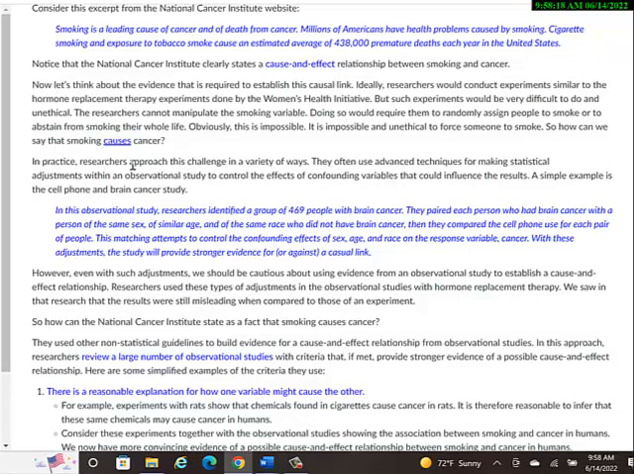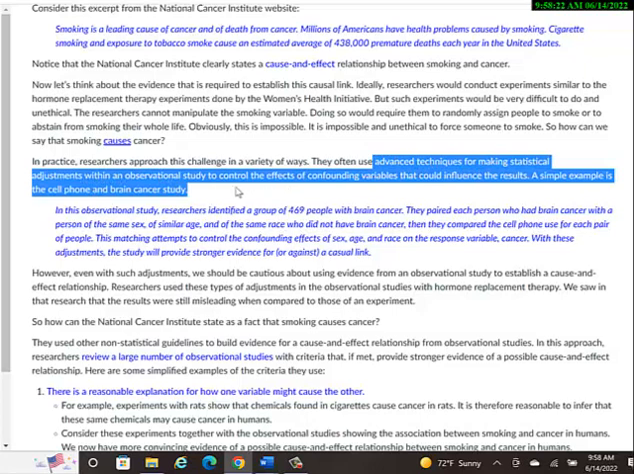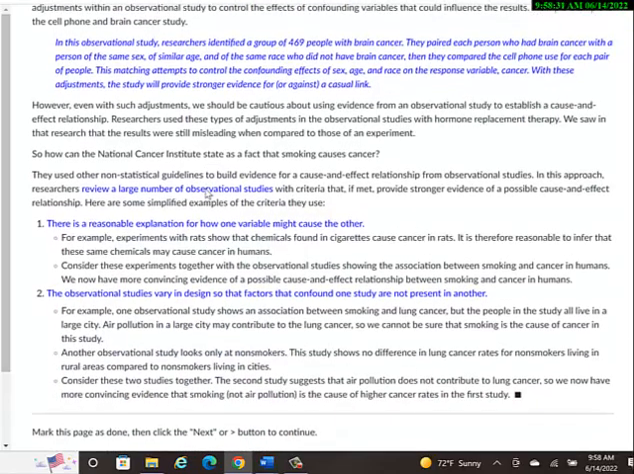Researchers can approach this challenge in different ways. They often use advanced techniques for making statistical adjustments with an observational study to control the effects of confounding variables that could influence the results. So an example would be the cell phone usage and brain cancer study.